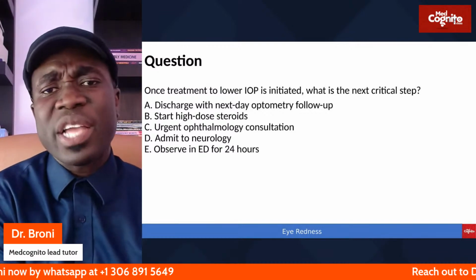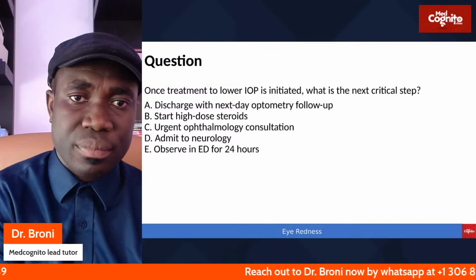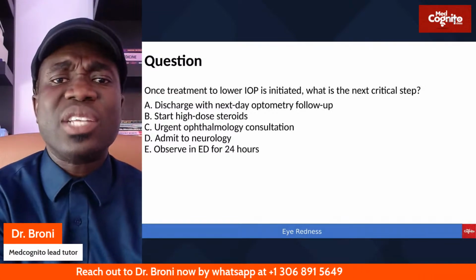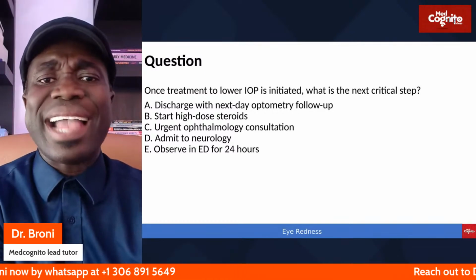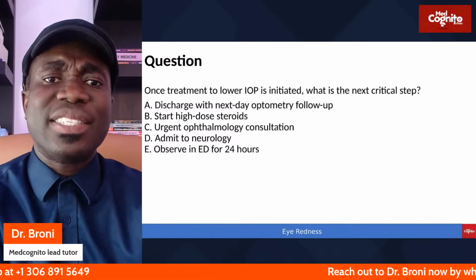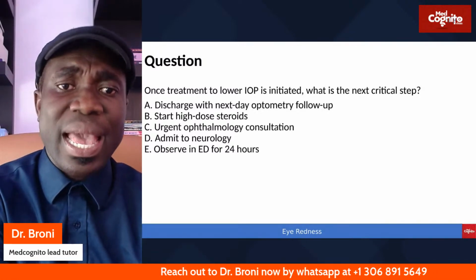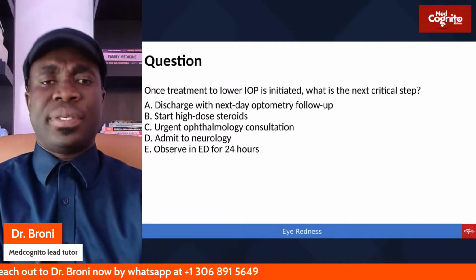Once treatment to lower intraocular pressure is initiated, what's the next critical step? A. Discharge with next day optometry follow-up. B. Start high-dose steroids. C. Urgent ophthalmology consultation. D. Admit to neurology. And E. Observe in the ED for 24 hours.